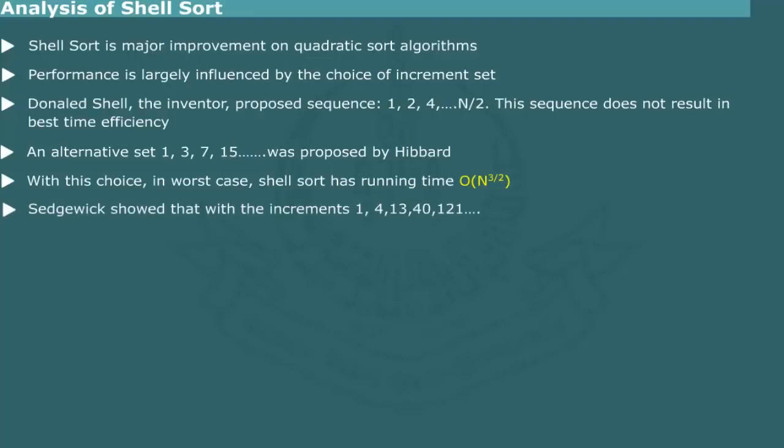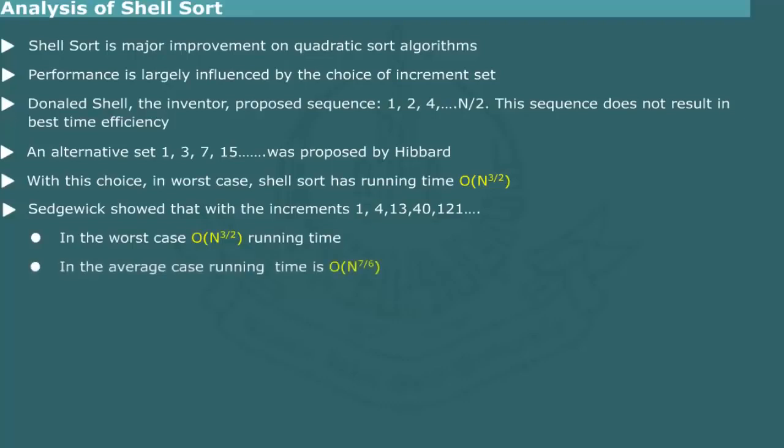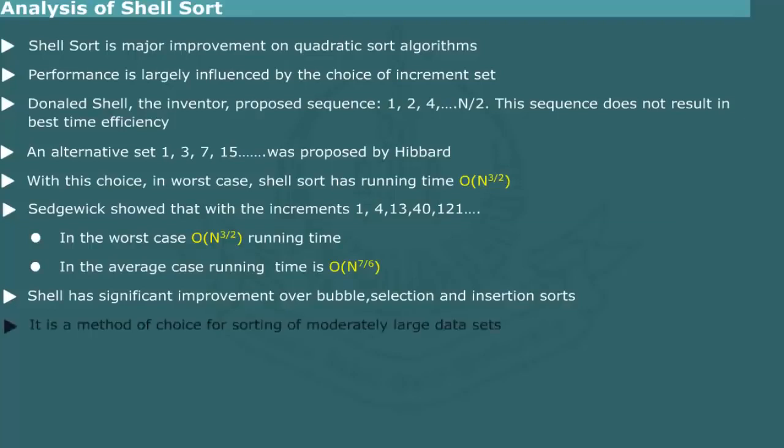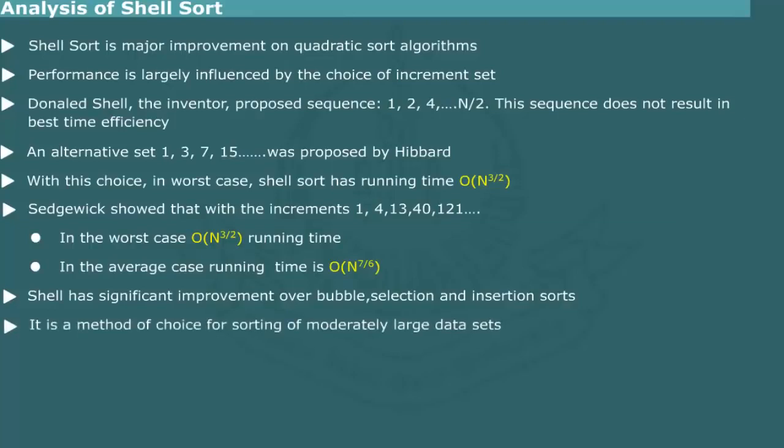Sedgwick has shown that with the increments 1, 4, 13, 40, 121, in the worst case situation, the shell sort has O(n^(3/2)) running time. In the average case scenario, the running time is O(n^(3/2)). Thus, in either case, shell sort has significant improvement over bubble sort, selection sort and insertion sort, which have running time O(n square). As such, shell sort is a method of choice for sorting of moderately large data sets consisting of few thousand data items.